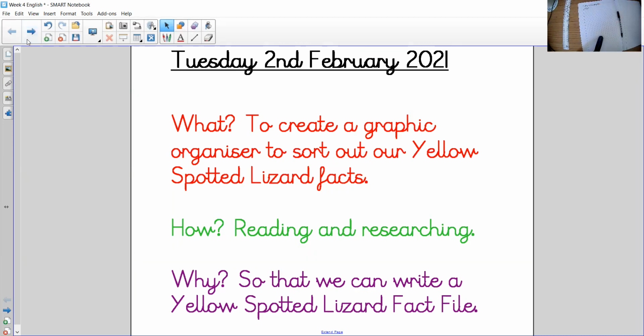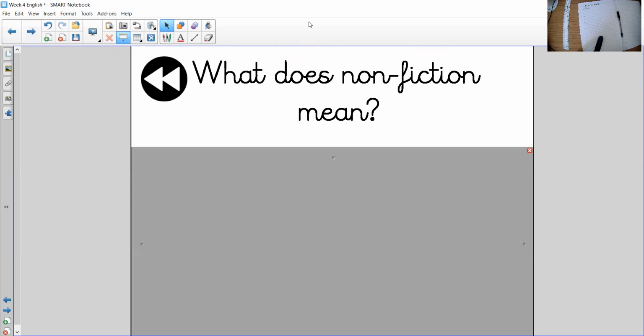It's fantastic to see. So we're going to start off by thinking about what non-fiction means. We're going to be a bit of a cheat this week because we're going to be writing a non-fiction style of text, but around a fictional animal that we're going to be writing about. So first of all, what does non-fiction mean? Have a quick pause of the video and see if you can answer that question for me.